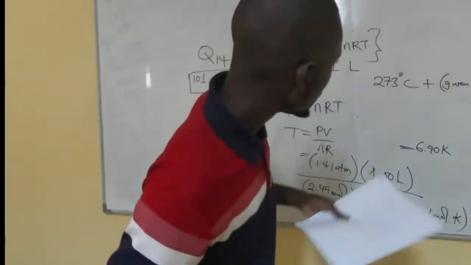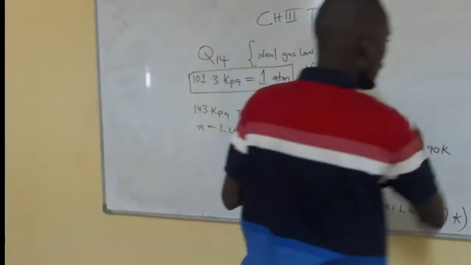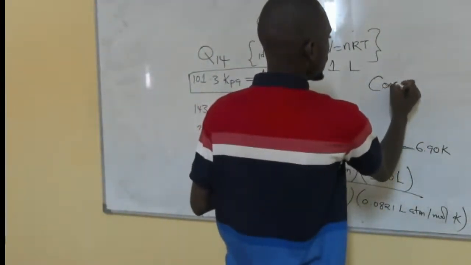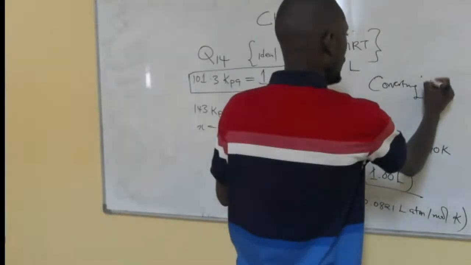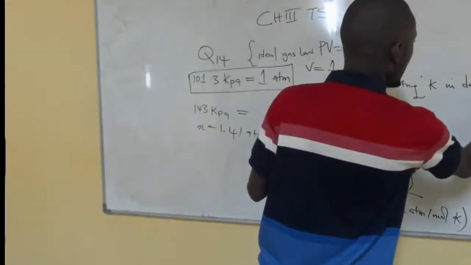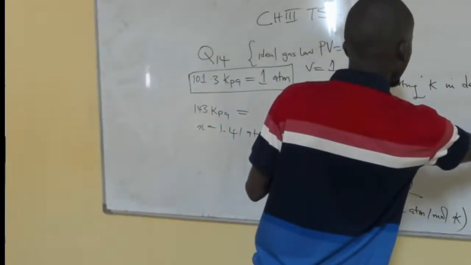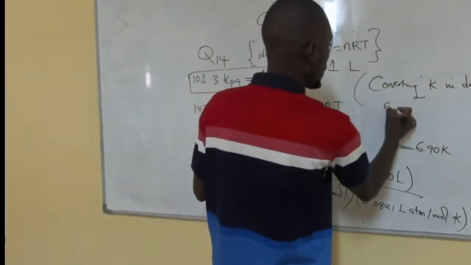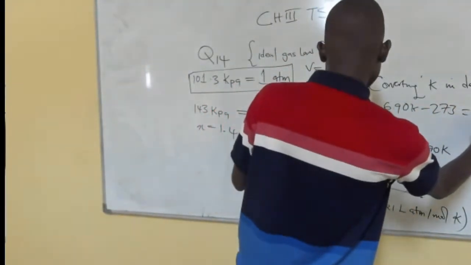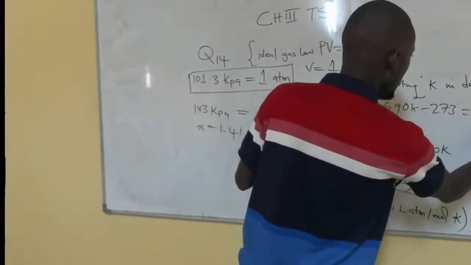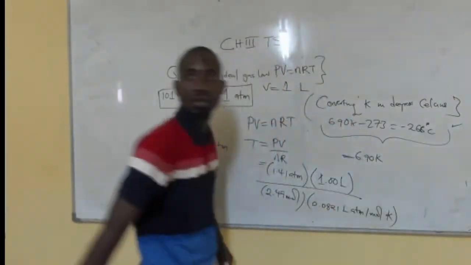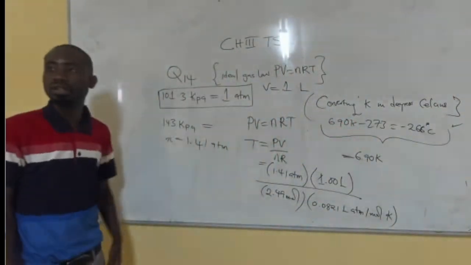since you have got this one, what you are going to say is converting K in degrees Celsius. So you are going to just say 6.90 K minus 273 should be negative 266 degrees Celsius. So once you have that, then you have gotten it. Okay? So that is the case.